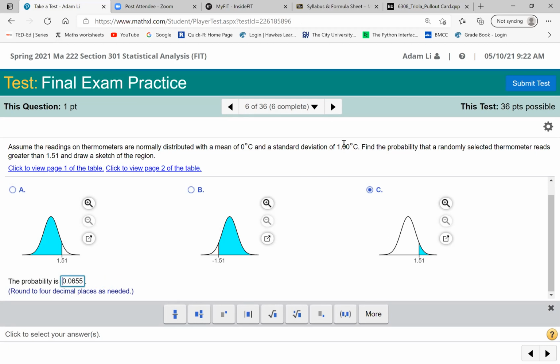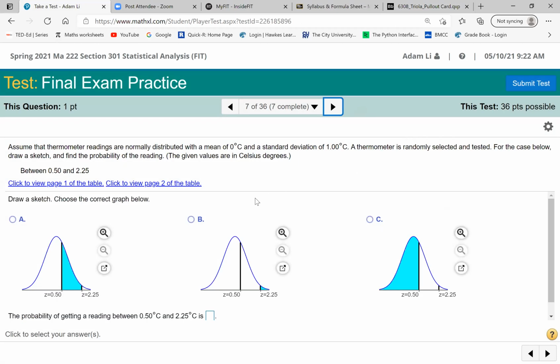All right, next question 6. And question 7. Assuming that thermometer readings are normally distributed, mean 0, standard deviation 1, and a case between 0.5 and 2.25. Again, they're both positive, so it's on the right-hand side of the center. One of them is 0.5, one of them is 2.25, and we want the area in between.